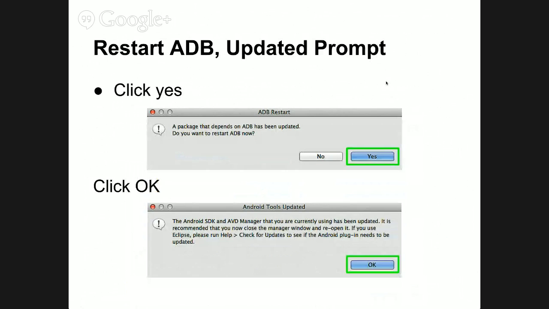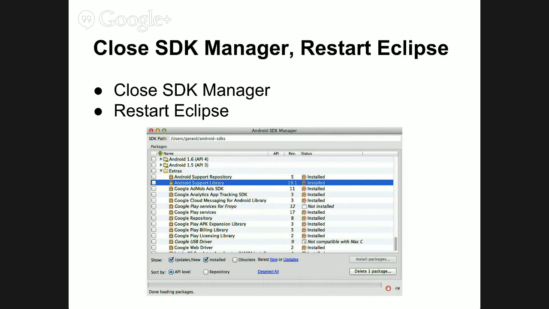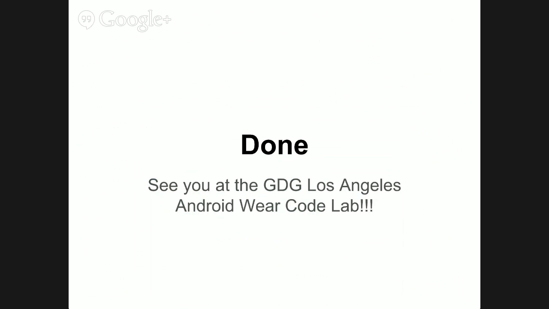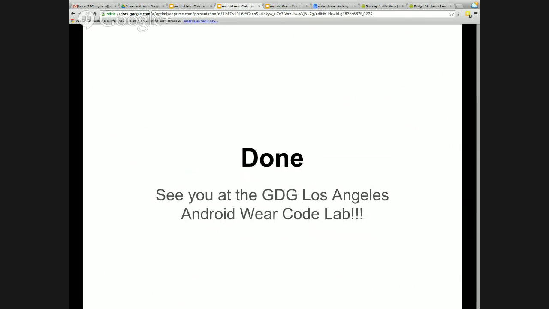When you're done, it's going to ask for a restart. You restart ADB, and you'll hear me say ADB and Eclipse. It's the same thing. ADB is, I guess, a certain flavor of Eclipse. So you just restart, and then you close SDK Manager. Then you restart Eclipse. And that's it. We're done with the preparation.